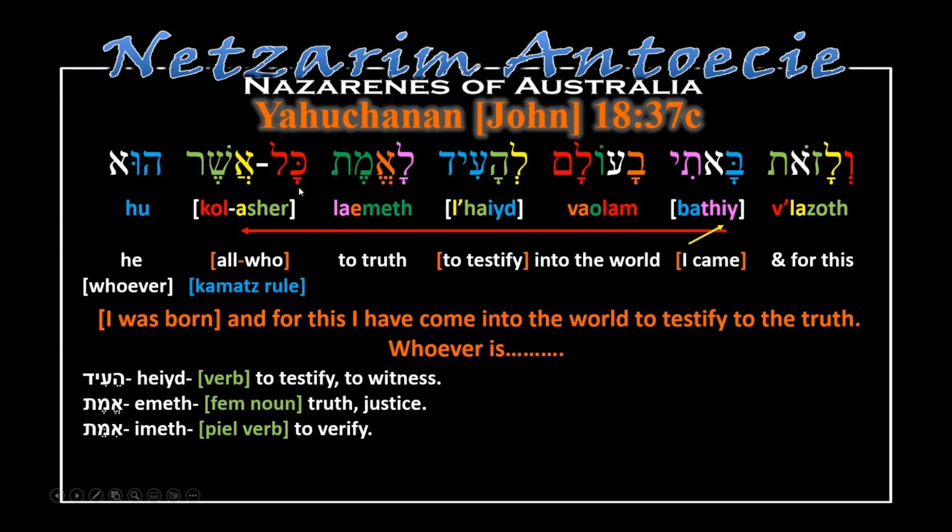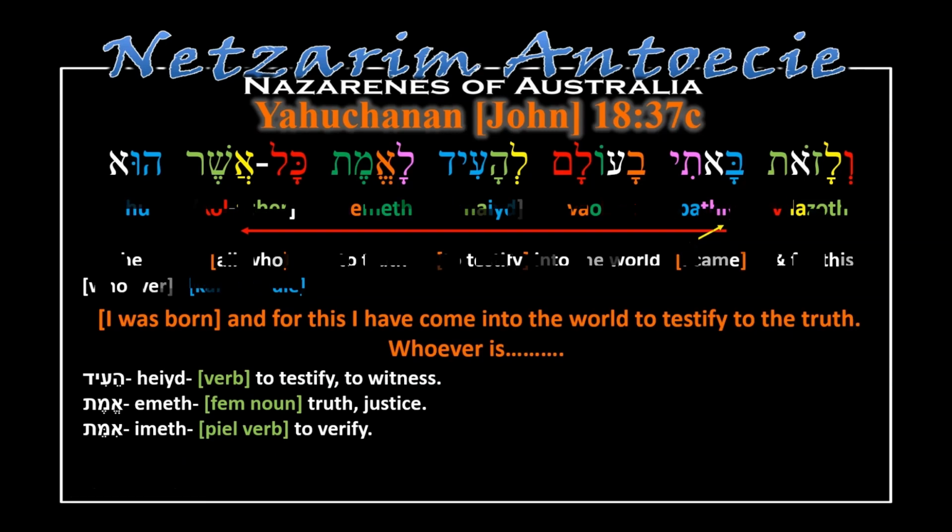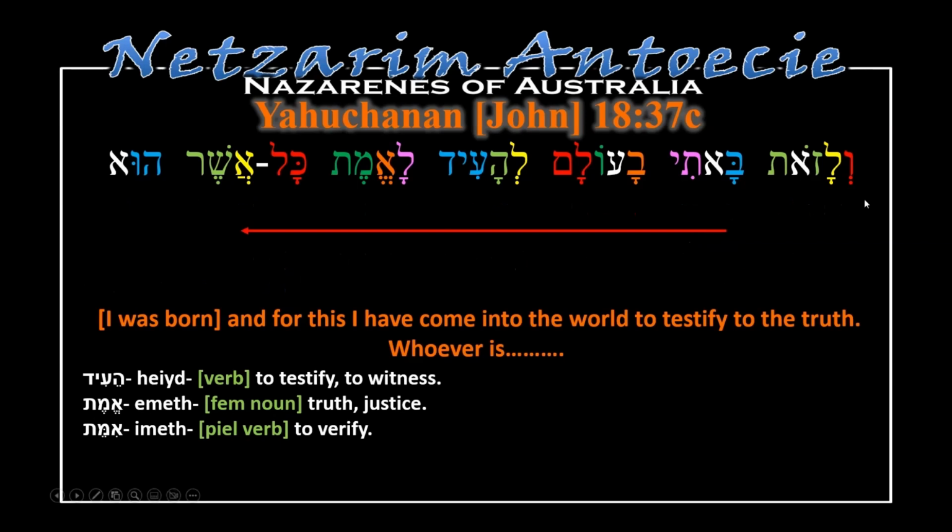Kol. Now, kol can mean all or any. Asher, who or that. Who, he. And they've translated it as whoever, right? But it means any, all who he, or he is, it can be. And we can see down here, emet is a noun for truth or justice. And emet is a PL verb meaning to verify, to prove something, right? And we will read it now.